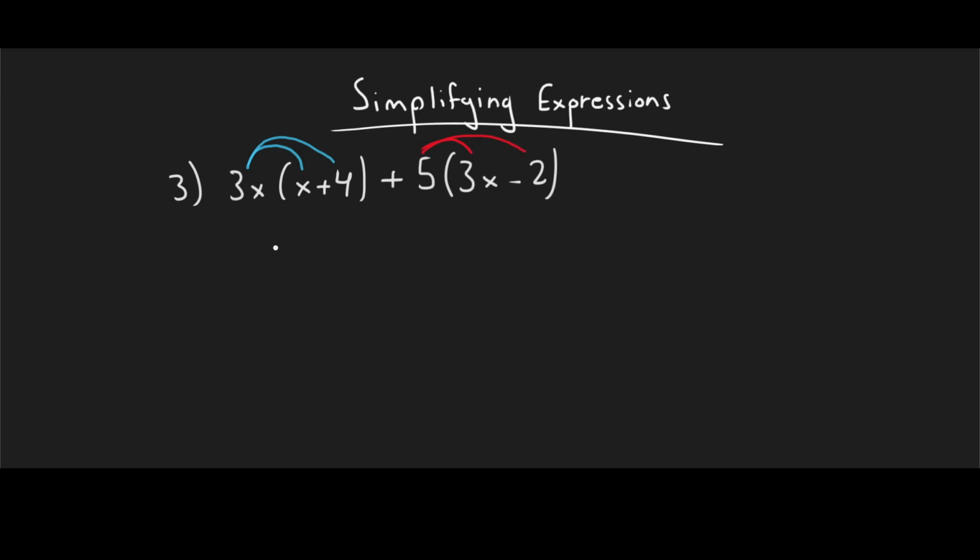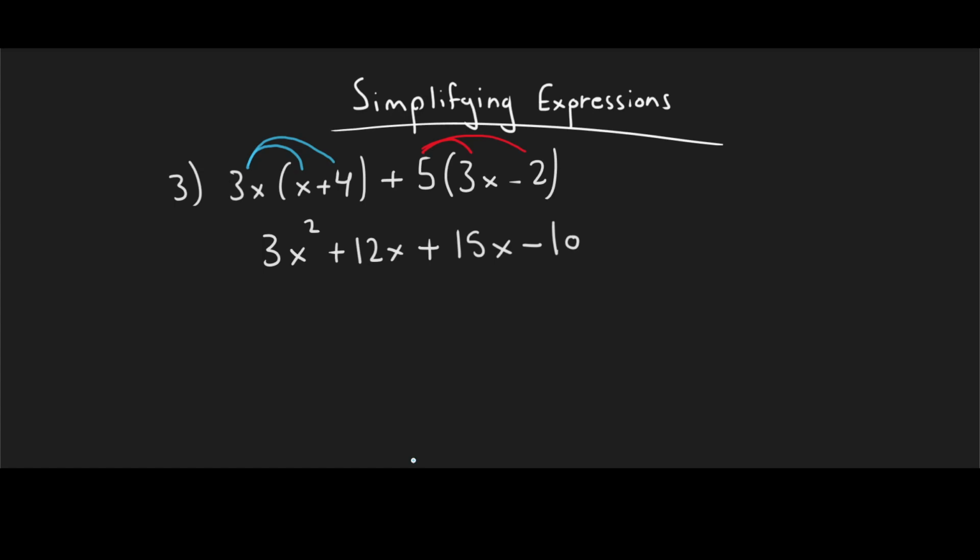So 3x times x, this will give me 3x squared. 3x times 4, this will give me 12x. Plus 5 times 3x, this will give me 15x. And then 5 times negative 2, this will give me negative 10.